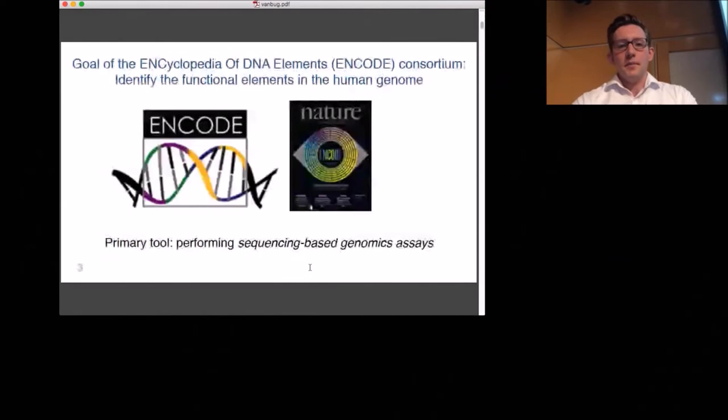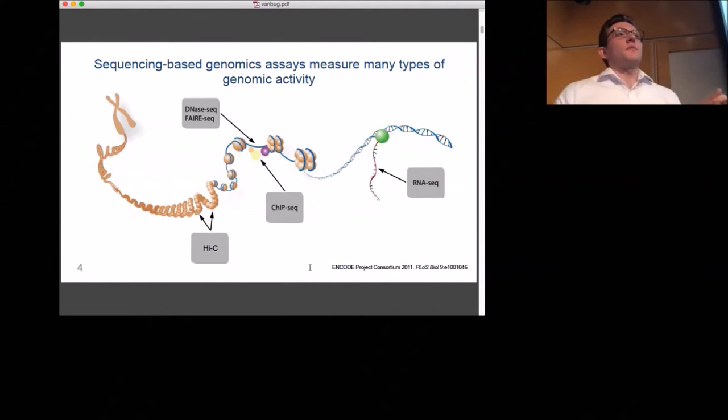We're talking about sequencing-based genomics assays. There are a lot of different kinds of these assays that let us understand different types of biochemical activity occurring around the genome. Some examples are RNA-seq, which measures transcription; ChIP-seq, which measures transcription factor binding or histone modification; DNase-seq, FAIRE-seq, and now ATAC-seq, which measure the accessibility of the genome; and Hi-C, which measures the 3D conformation of the genome in the nucleus. I'm going to be talking about that a little later.